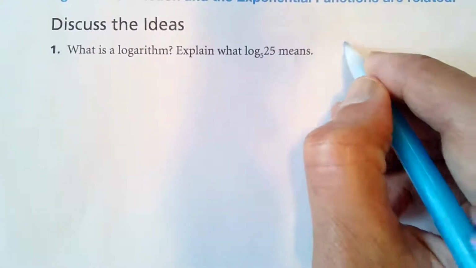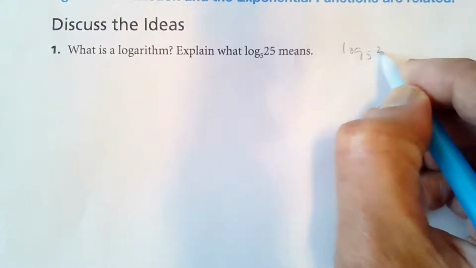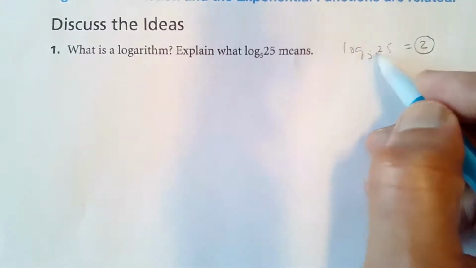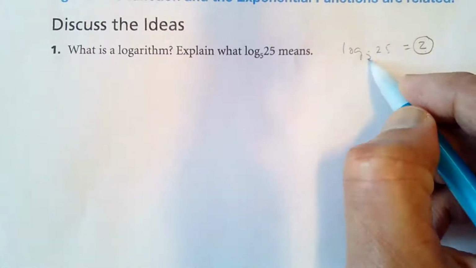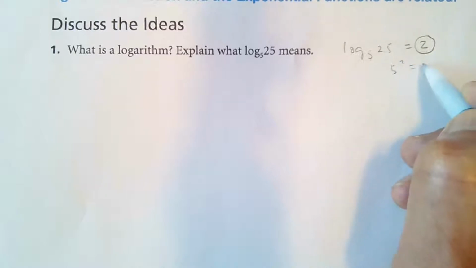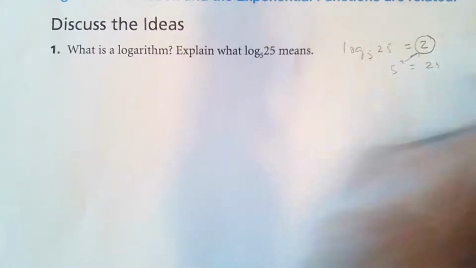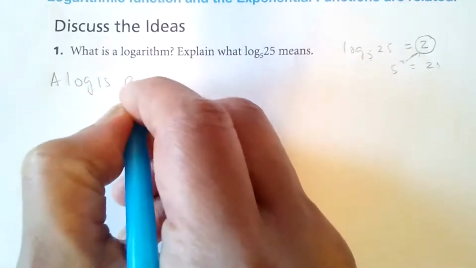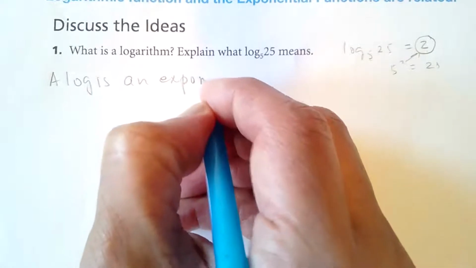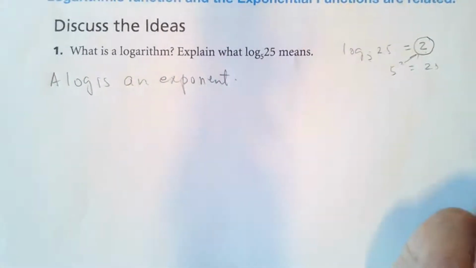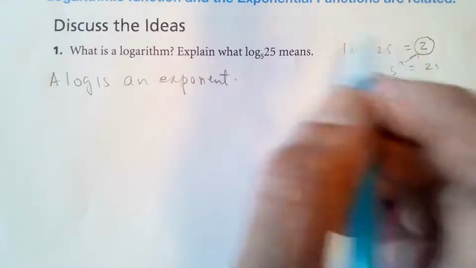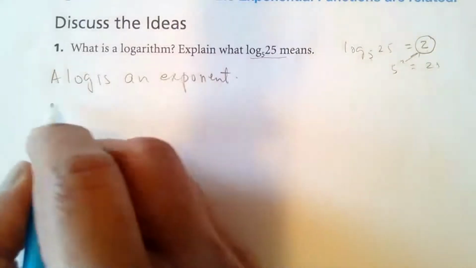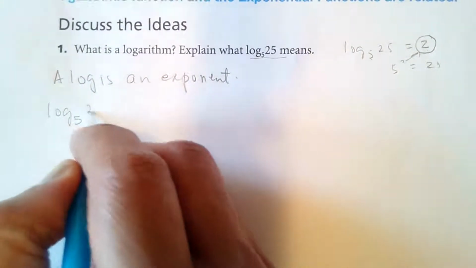So log base 5 of 25 is equal to 2, which is the exponent in 5 to the power 2. So that's why we can say a log is an exponent. Okay. Now, what does log base 5 of 25 mean?